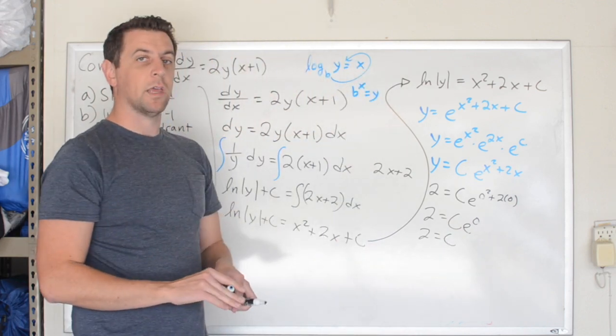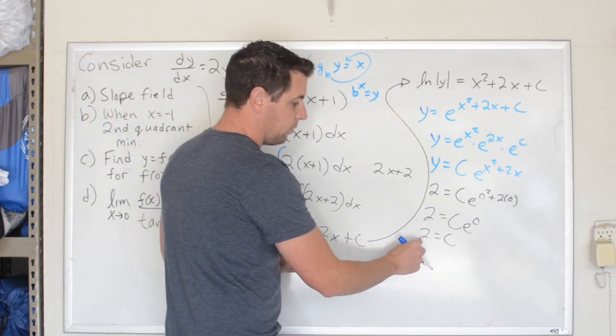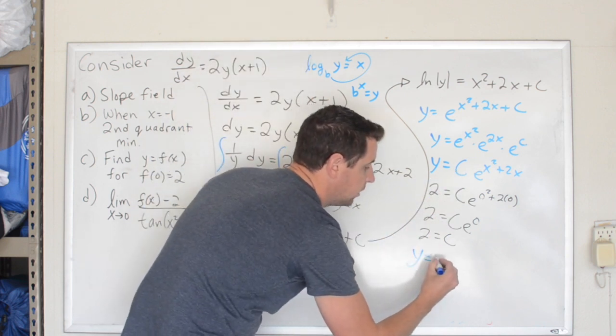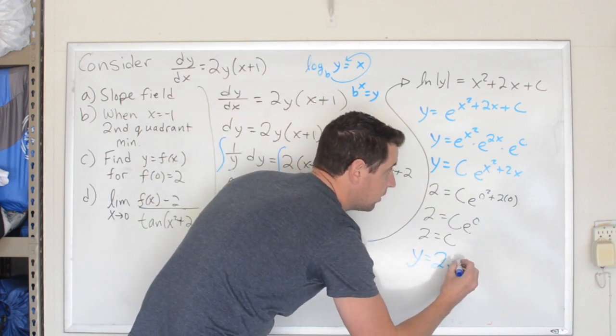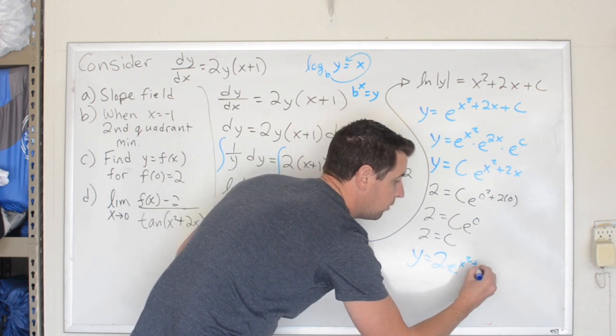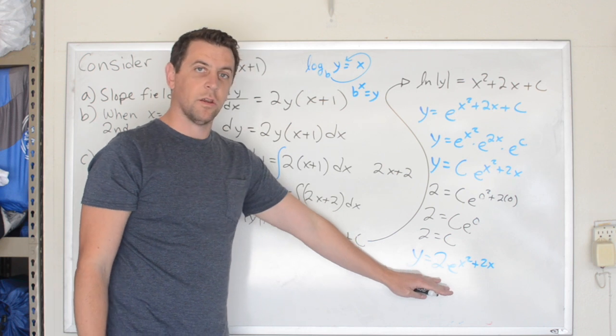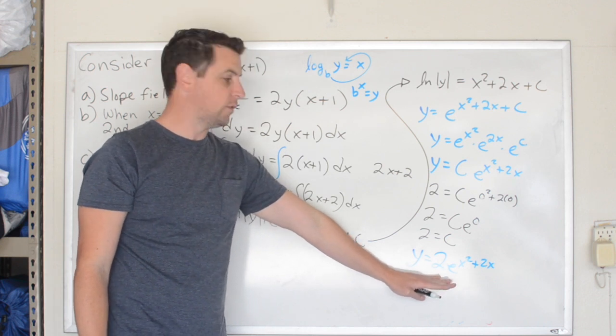At this spot now I can write my final answer, putting 2 back in for c, and so I get y is equal to 2 times e raised to the x squared plus 2x, giving us our answer here to part C.